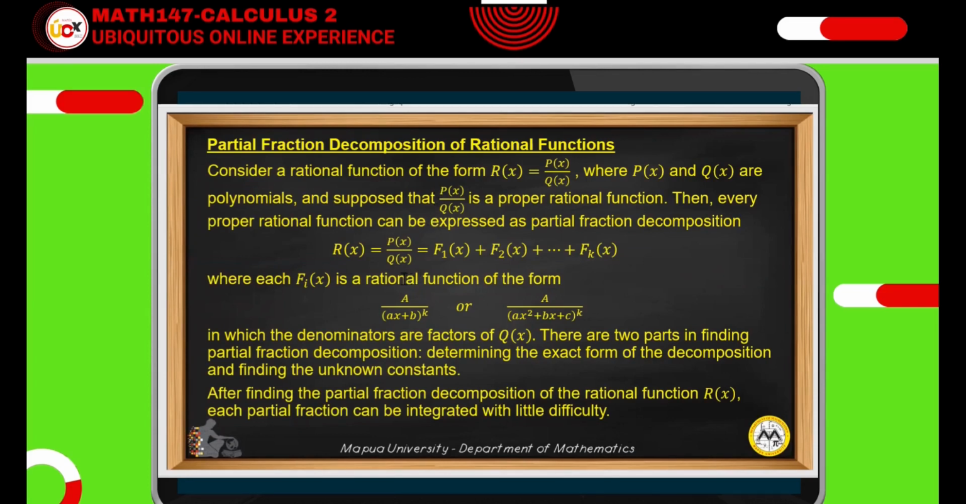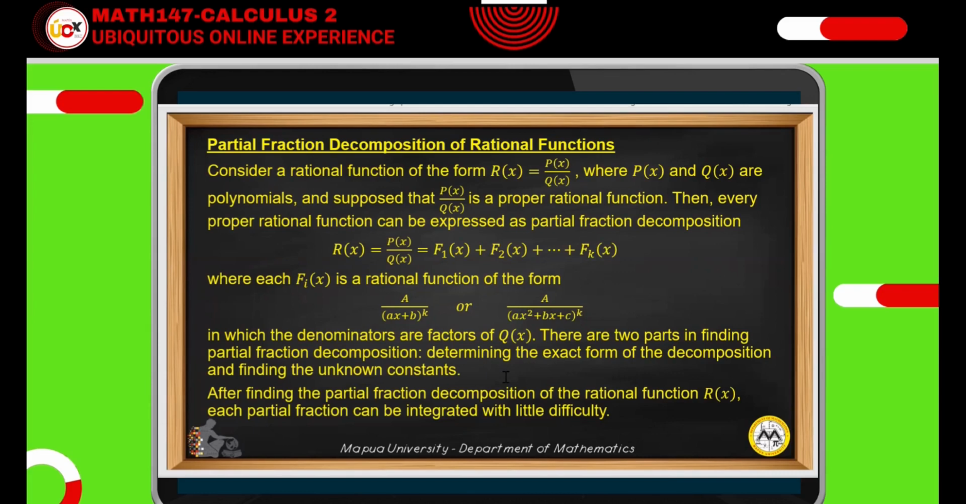And we are going to classify the rational function into two classifications. First, when the denominator contains linear factors, whether distinct linear factor or repeated linear factor in the form ax plus b. And the other classification is when the denominator contains quadratic factor in the form ax squared plus bx plus c, whether it is distinct or repeated.